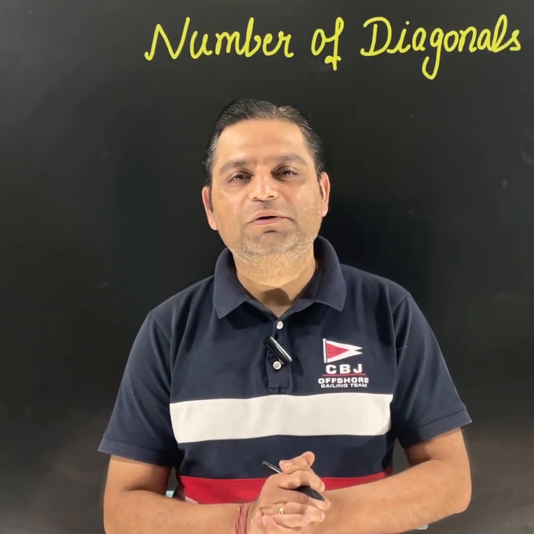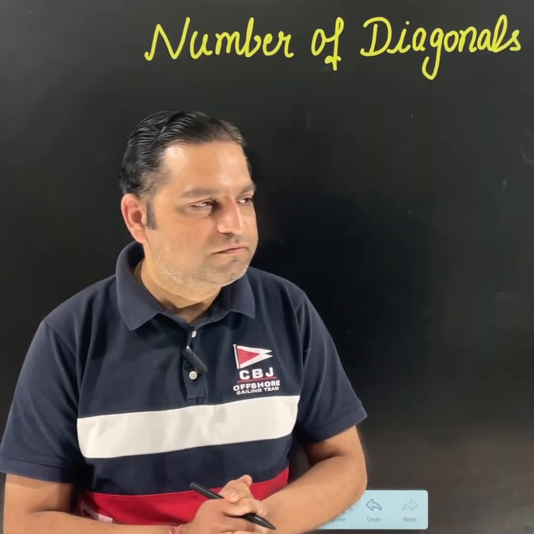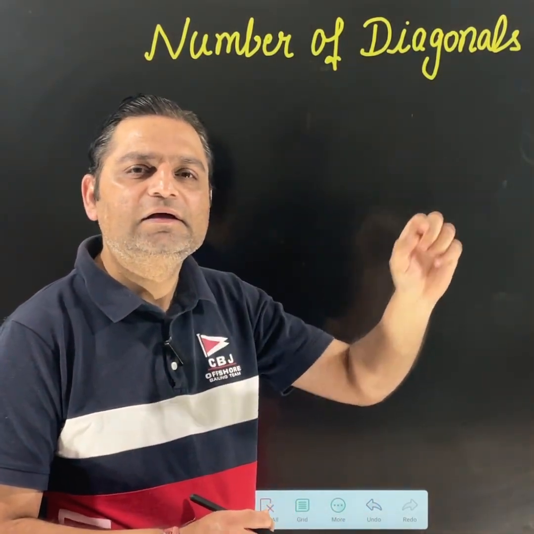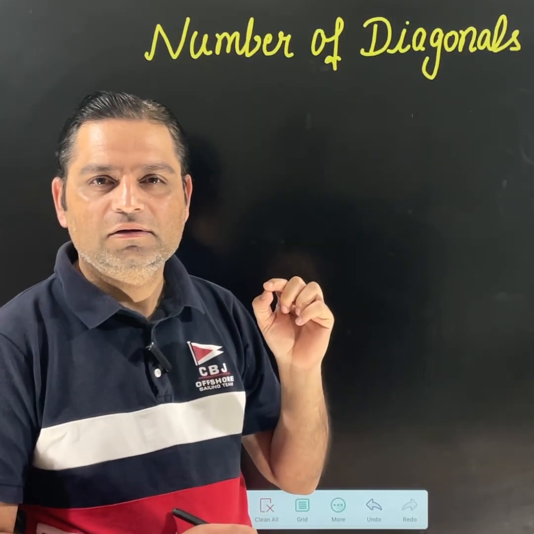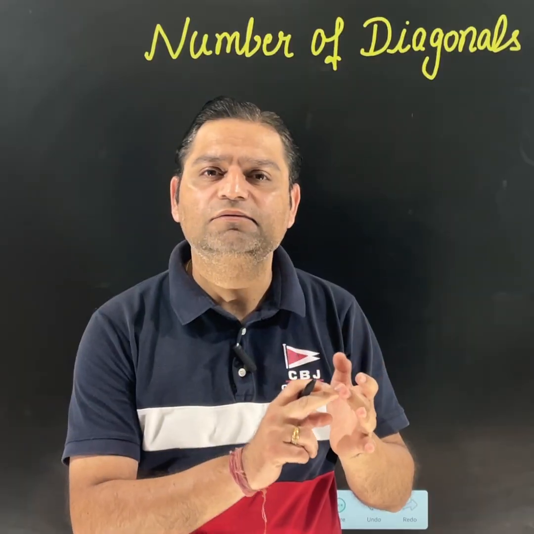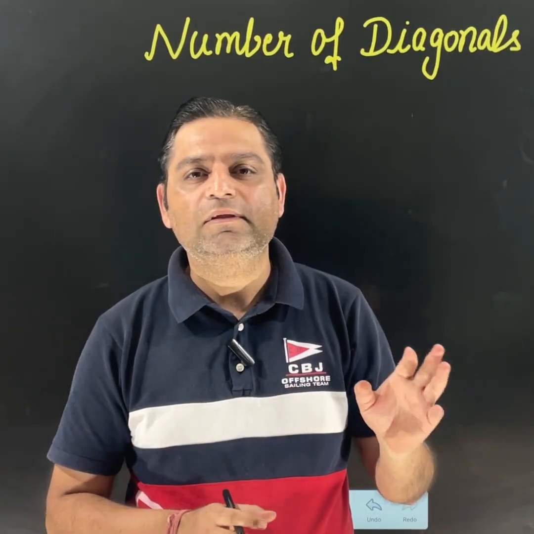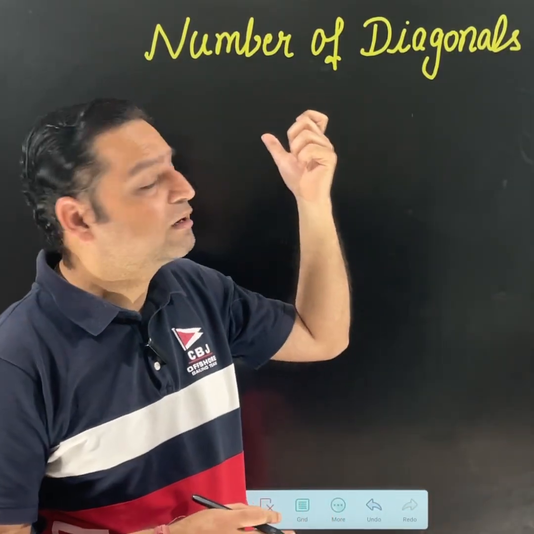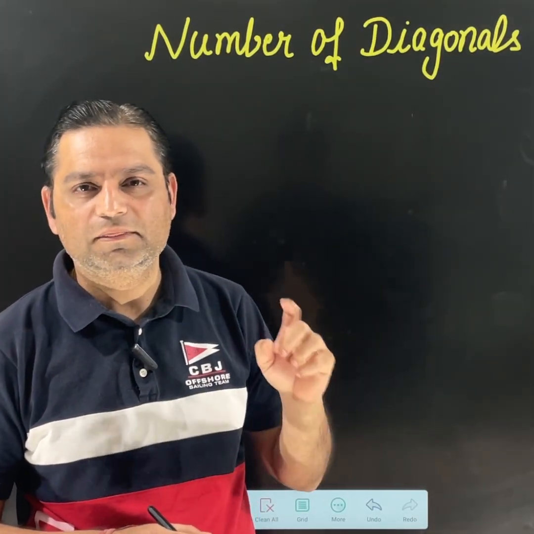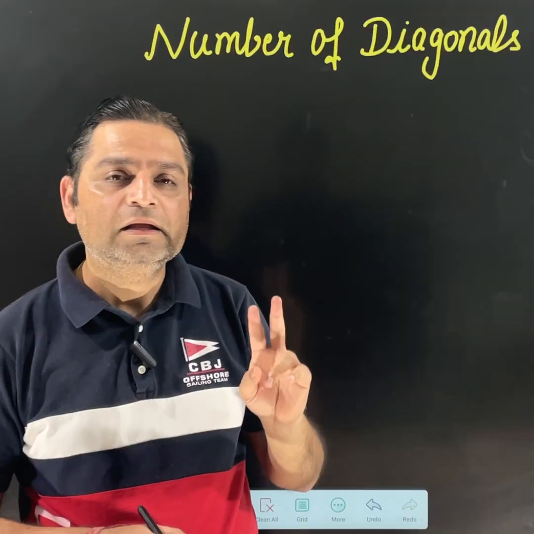Today's lecture is going to be very interesting because today we are going to study how to count the number of diagonals in a quick way, depending upon whether it is a quadrilateral, pentagon, hexagon, octagon, whatever it is. How many diagonals will be there? It is very difficult to count if you start doing it manually. This is the first point we are going to cover.